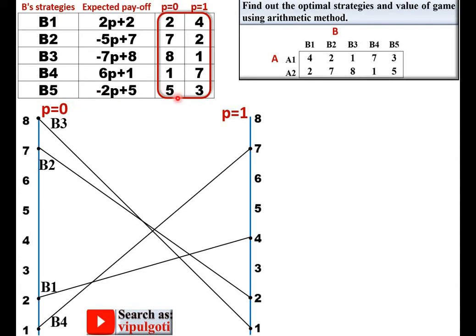Next, last, the B5 strategy: 5 and 3. 5 and here it is 3. Join these 2 points, that represents B5.